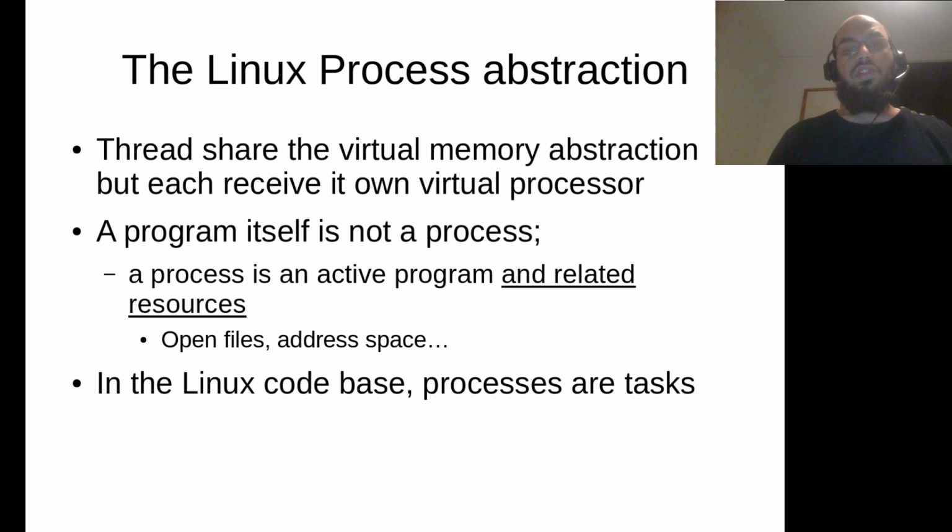But each one of them receives its own virtual processor, and what we mean by virtual processor here is the amount of time allocated to each thread to do whatever it is supposed to do. And when we talk about a program, we are not talking about just the process that is running, but rather about the process and all related resources. So a process is both the program and the related resources, so open files, address space, memory access, and so on. And everything, as I said, is called tasks.